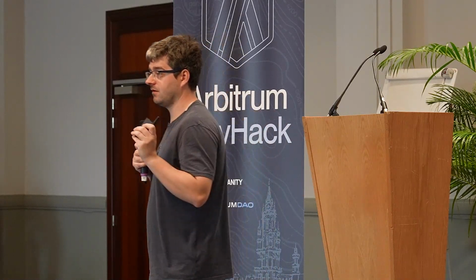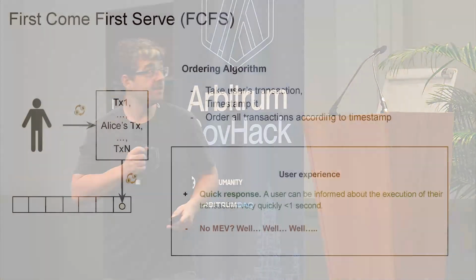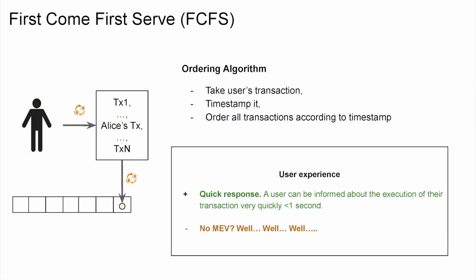So most rollups today implement first come, first serve. And what does that mean? It's very straightforward. The ordering algorithm is the following. I get the user's transaction, I timestamp it, then I order transactions according to their timestamp. So if the transaction came in first, it's at the top of the list, and if the transaction came in last, it's at the bottom of the list. First come, first serve, very straightforward way to order transactions.